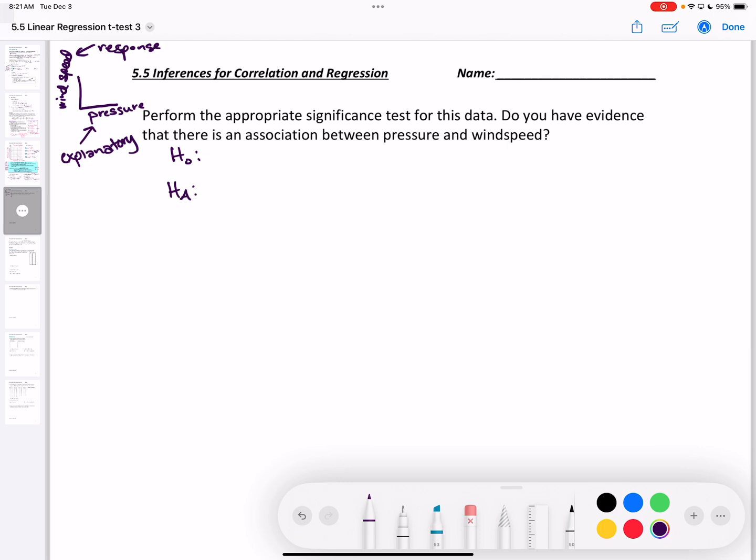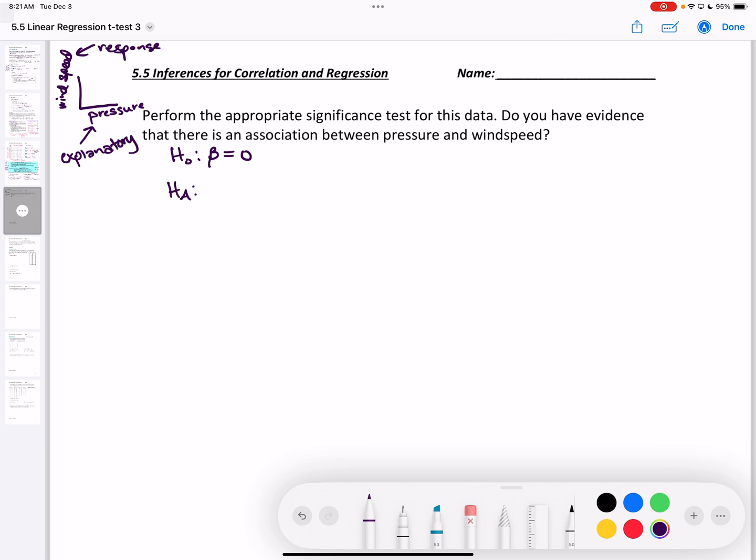This is true. Okay, so the null is always the same for a linear regression t-test. It's always beta equals 0, which means there is no association between the two, okay?